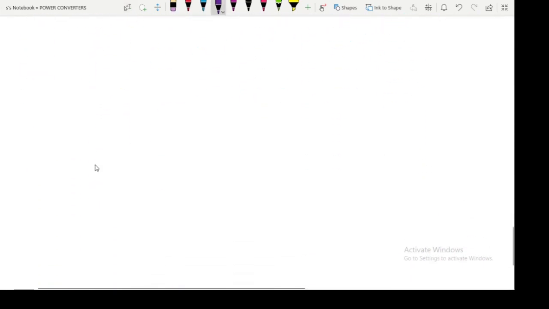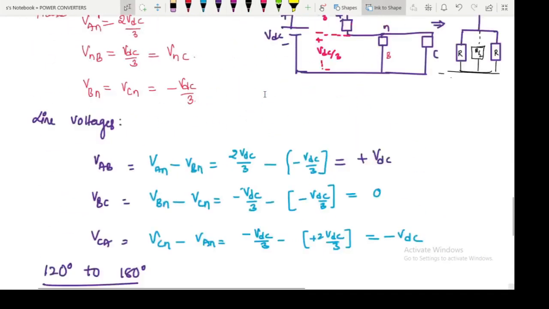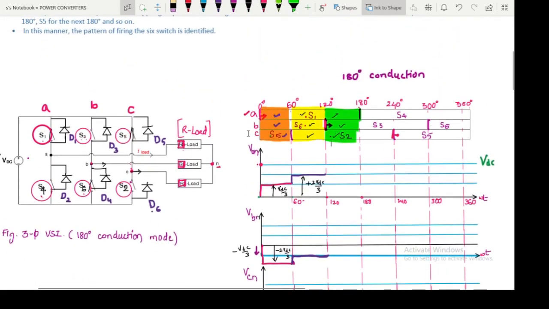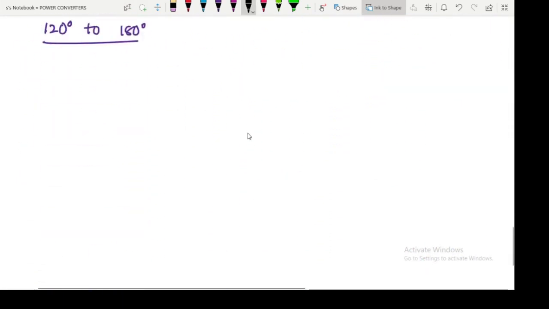And let's see what is happening from 120 to 180 degrees. Okay? So here, let's see what are the switches that are connecting. Right? So here, S1 is still connecting, S3 is still connecting, S2 is still connecting. So the switches that are conducting are S1, S2, and S3. So we can see there are two upper group switches, S1 and S3, and one lower group switch, S2.